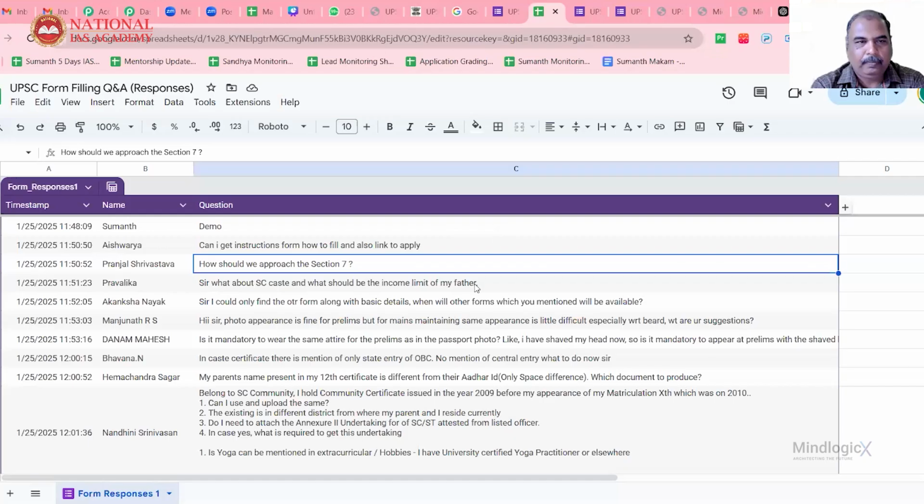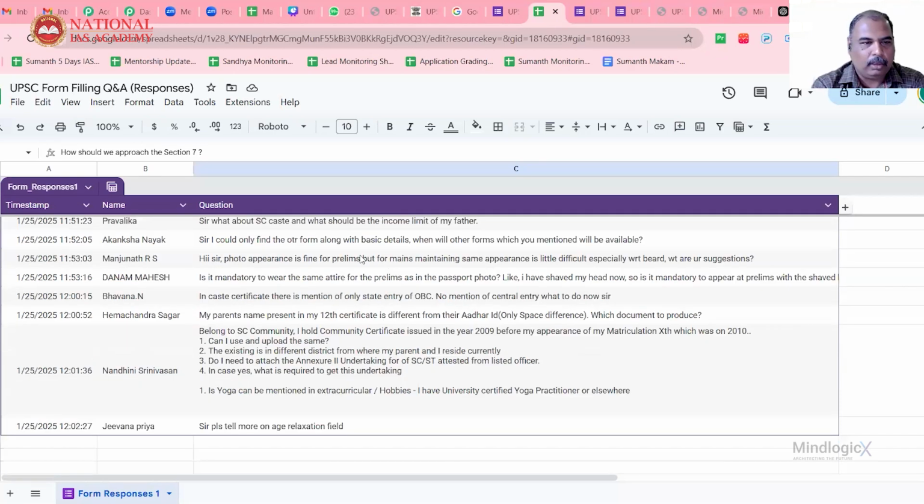Right. We'll take the questions, sir, so that we can go one by one. Yeah, please. Sir, Pranjal is asking a question: how should we approach the section 7 form? So may I know what is section 7, please? Pranjal, could you elaborate which aspect of section 7 you would like to get clarity on? Okay. We'll wait for that.